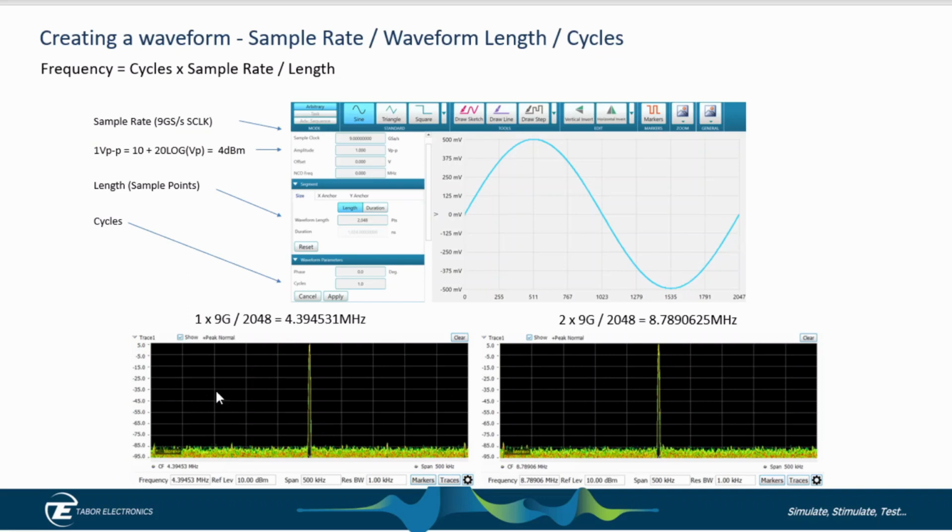So I hit apply, I generate it, and we end up with a frequency that's equal to the cycles times the sample rate over the length. So if we go down to these equations here, I pop some numbers in, it's 1 times 9 giga divided by 2048, which gives me 4.4 megahertz. Then if I change the cycles to 2, so I've got 2 cycles playing in my 2048 point segment, I end up with 2 times 9 giga divided by 2048, which gives me double the frequency. So it's now 8.8 megahertz.